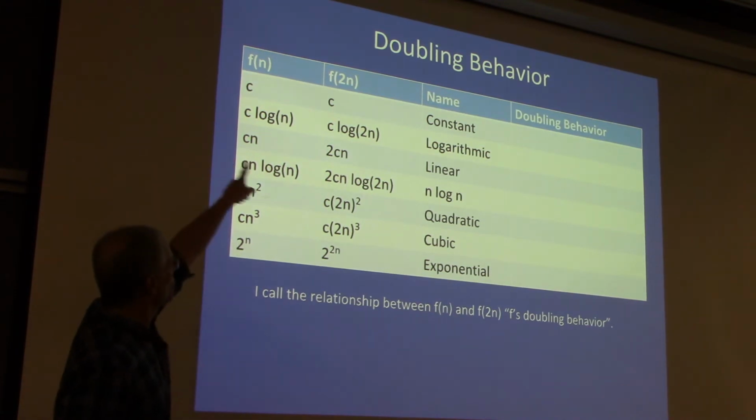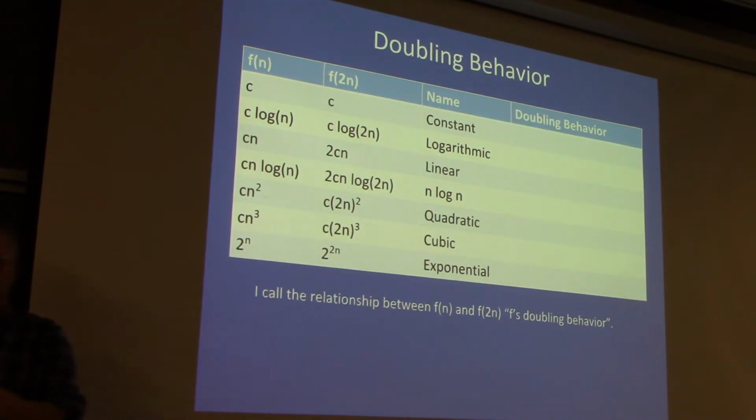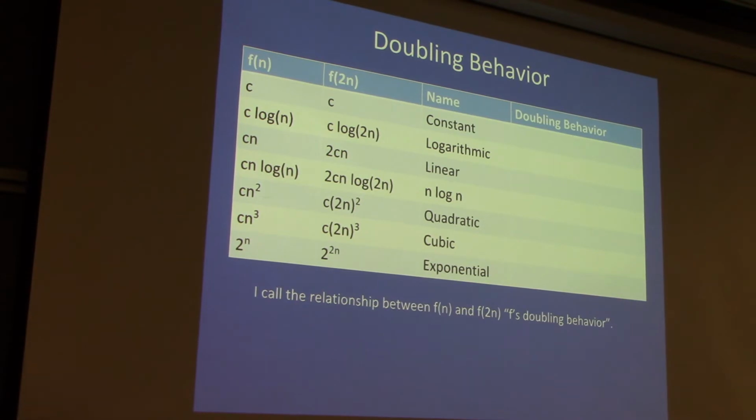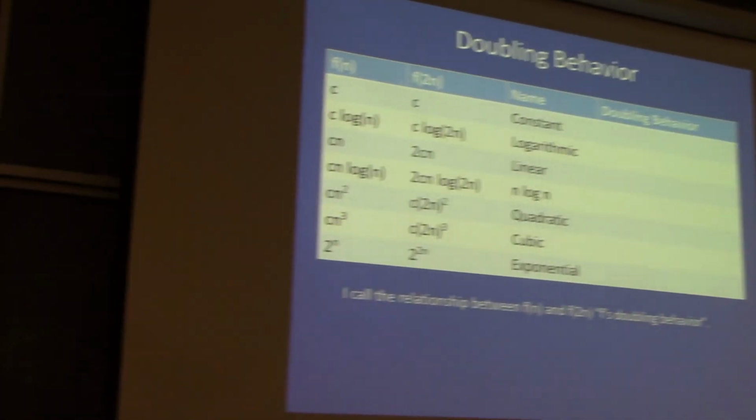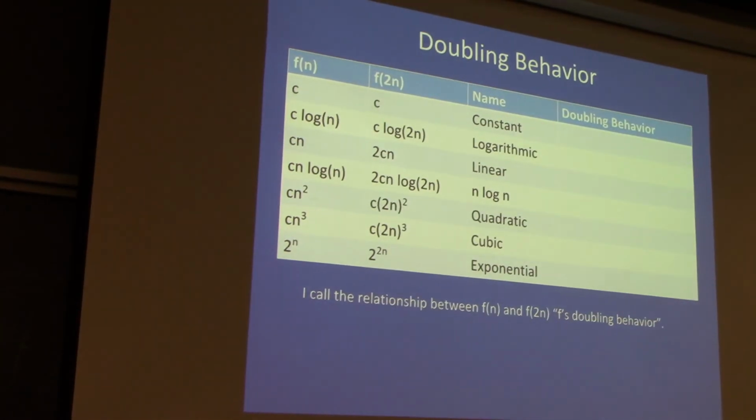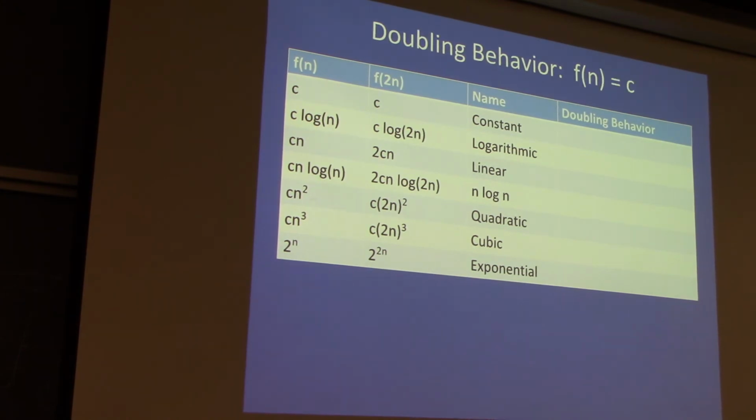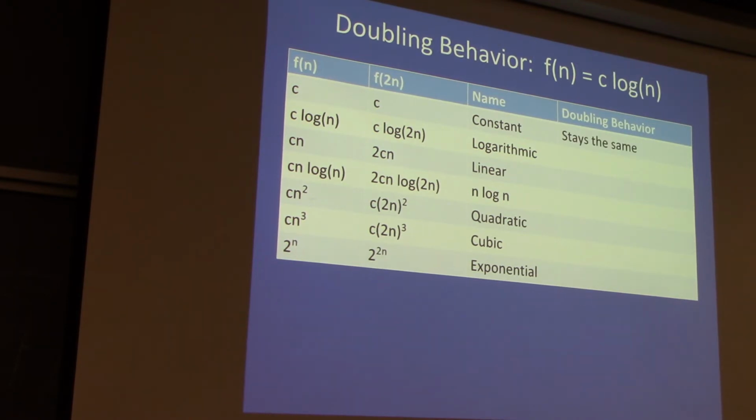So suppose that first row, suppose you have an algorithm that runs in constant time, and you measure its running time, which is c, and then you measure f of 2n, you measure its running time, and it turns out to be c. So how would you describe the doubling behavior of that algorithm? It doesn't change, right? So I subtract the two, and the difference is 0.